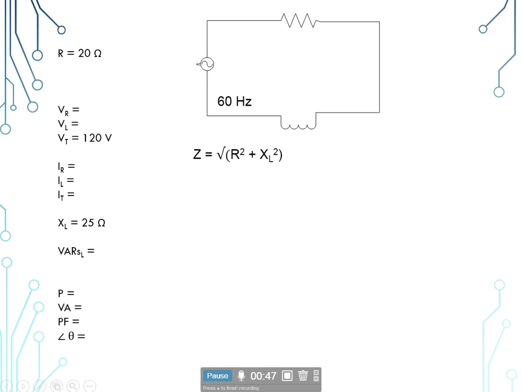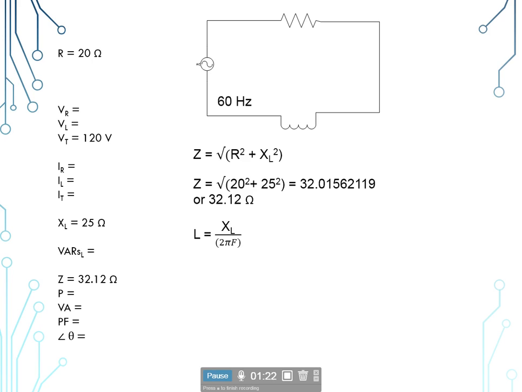So we're going to start off looking for our impedance. We're going to use the Pythagorean theorem, C squared is equal to A squared plus B squared. We're going to change that up a little bit so we can do it in one calculation. So Z, our impedance, is equal to the square root of R squared plus our inductive reactance squared. So R squared would be 20 squared and X sub L squared would be 25 squared. When we plug those in, we come up with a total circuit impedance of 32.12 ohms.